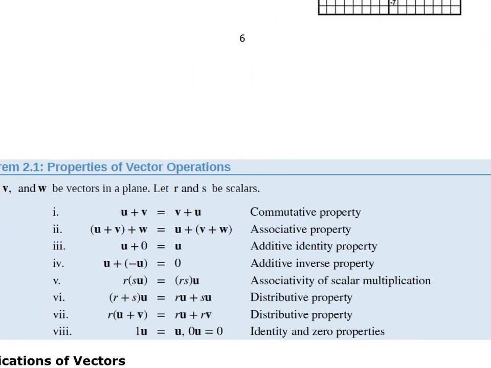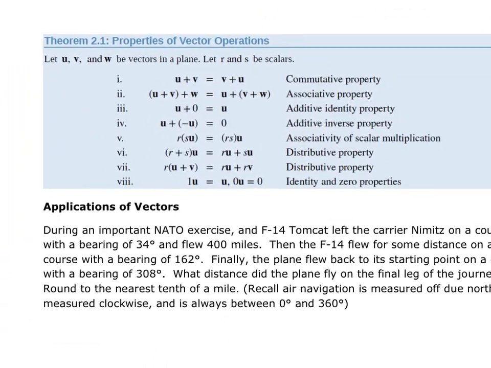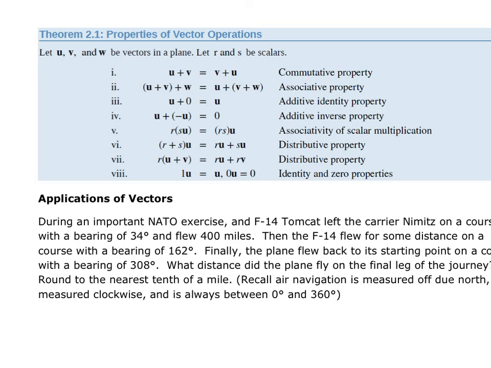All right. Let's take a look at the vector operations. We have the commutative property, so u plus v is the same thing as v plus u. We have the associative property. We have the additive identity, which means I add the 0 vector to any vector, I get whatever I started out with. The additive inverse, which means if I take my original vector and subtract off itself, I get the 0 vector. I have the associative of a scalar multiplication.